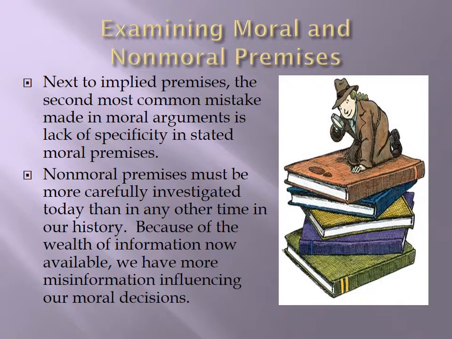Now, after the implied premise, the second most common mistake made in moral arguments is the lack of specificity in stated moral premises, in which someone takes what is considered a virtue or value by many and makes it universal or makes it applicable to all situations without considering the possibility there could be exceptions. An example here would be: lying is always bad. Okay, lying is always bad. Most people would agree that in most situations, being false, lying, is a bad thing.